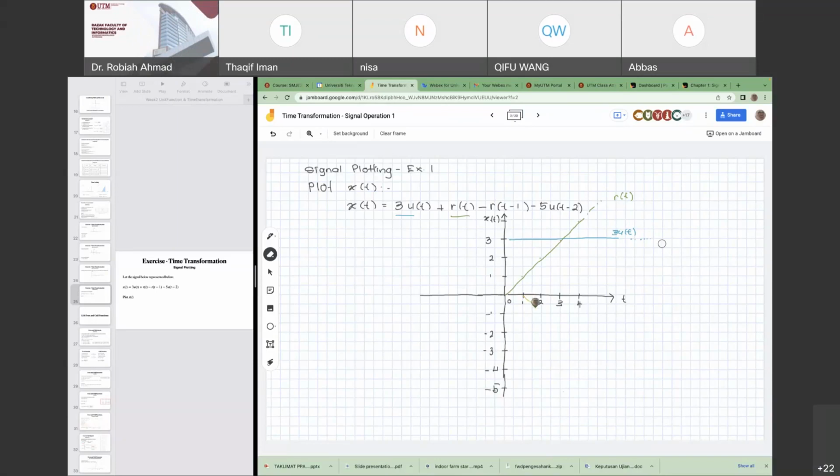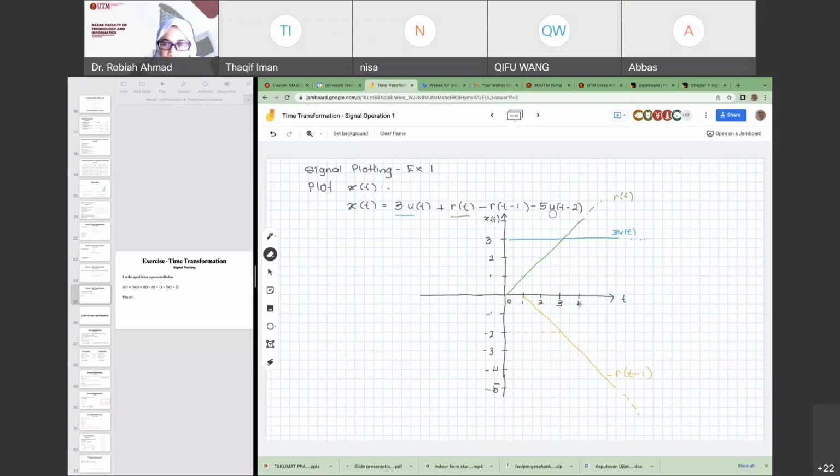Okay, dots, continue, and this is minus r(t minus 1). Okay, negative slope shifted to the right.